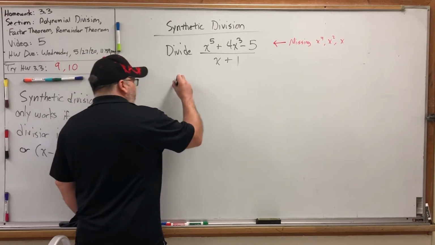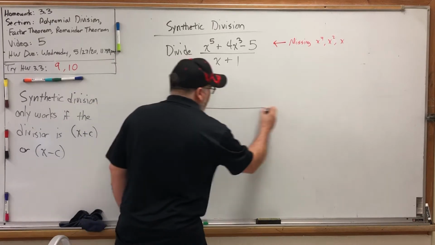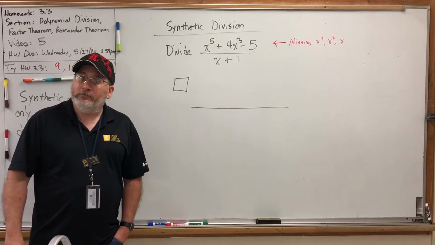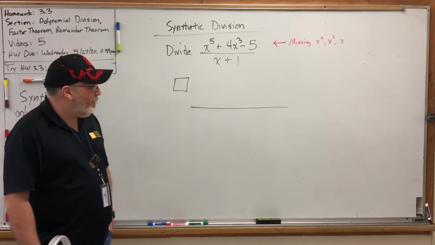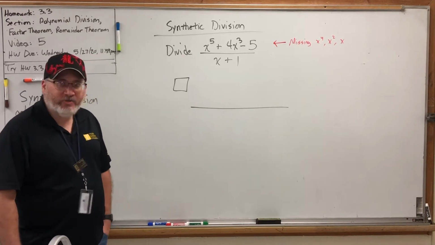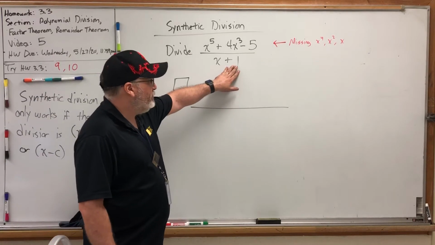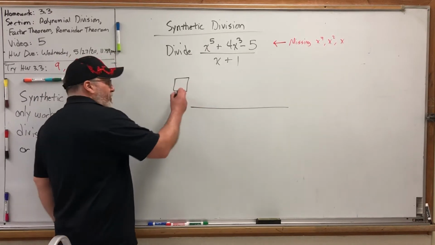So how would this one look when we set it up? First off, what number goes in the box? The box number is the opposite of the constant in the divisor. The constant in the divisor is positive 1, so the box number will be negative 1.